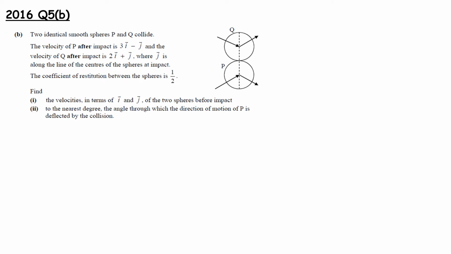So 2016, question 5b. Two identical smooth spheres, P and Q collide. The velocity of P after impact is 3i minus j, and the velocity of Q after impact is 3i plus j, where j is along the centre of the spheres at impact. And they've clearly shown this to us in the diagram.